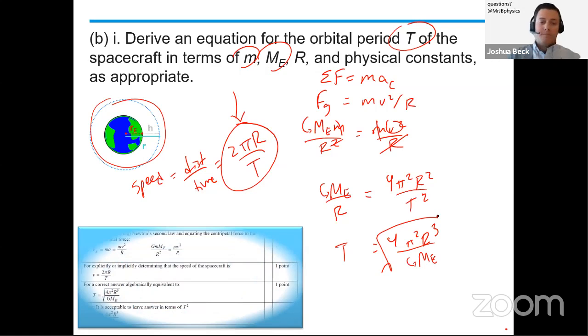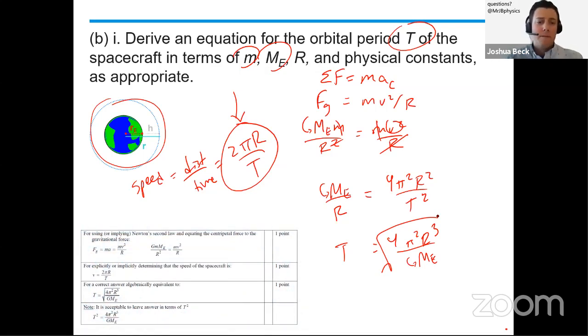Now, if I look at my rubric, I get points along the way. I get 1 point for using Newton's second law, and equating it to the centripetal force.